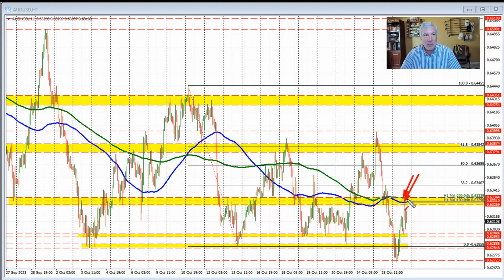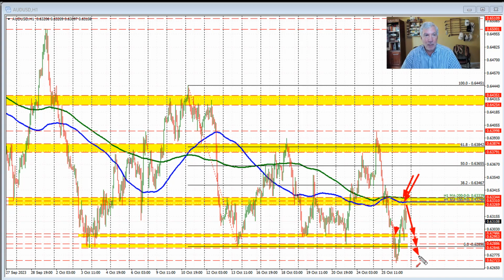If the price is able to get above that level, all bets are off. But as long as we stay below that level, we look back toward this swing area right through here, which comes in at 0.6295 to 0.6299. If we get below that level, we'll look toward our floor here once again, between 0.6284 and 0.6288. That would be the targets on the downside.